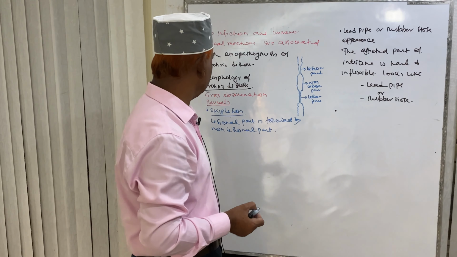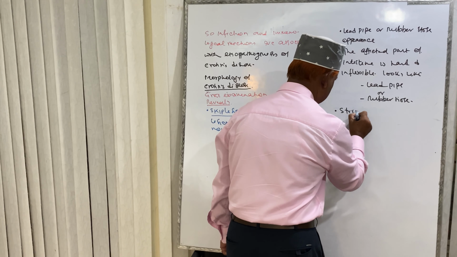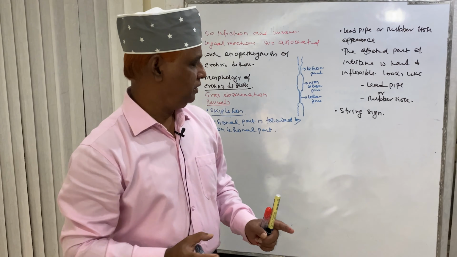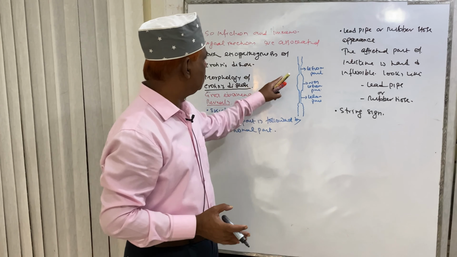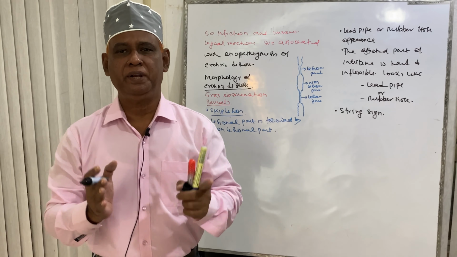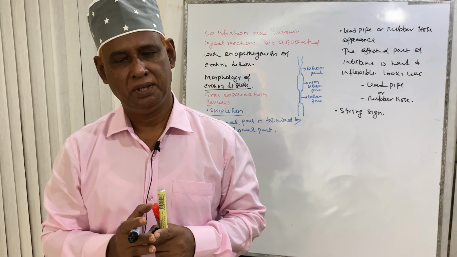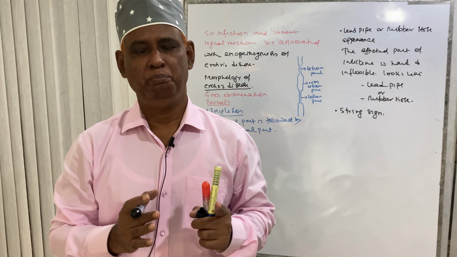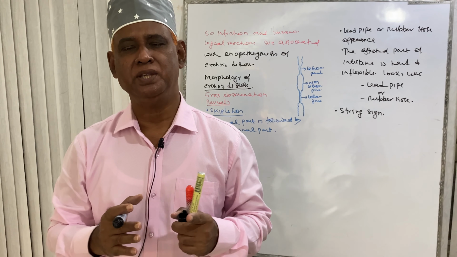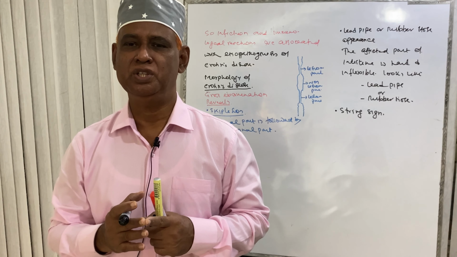Another characteristic on gross examination is string sign. Dear audience, I have told you about skip lesion, affected and unaffected parts. In the affected part, the lumen of the intestine becomes very narrow. If we do a barium follow-through X-ray, the barium is seen as a thin stream in the narrow lumen. This is known as string sign.